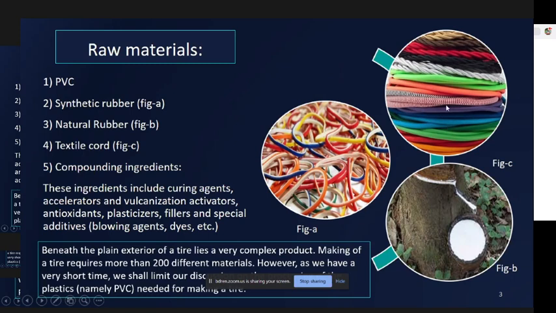Beneath the plain exterior of tire lies a very complex product. Making of a tire requires more than 200 different materials, and however, as we have a very short time, so we shall limit our discussion in the PVC and that needed for a tire making. The next part will be discussed by my group members.